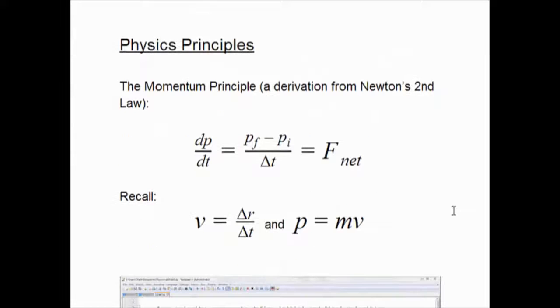Here are the physics principles involved. First off, we have the momentum principle, which is a derivation from Newton's second law that tells us that the change in momentum, final minus the initial, over time is equal to the net force.